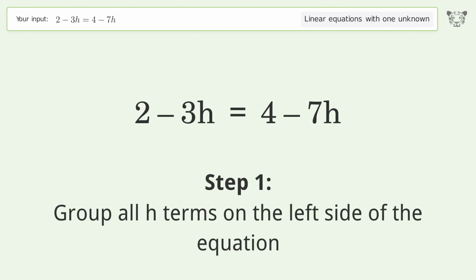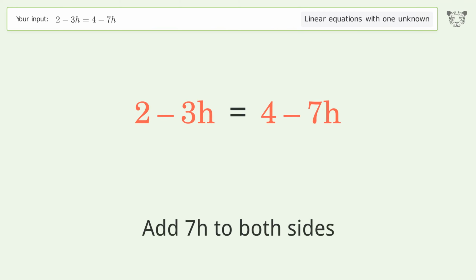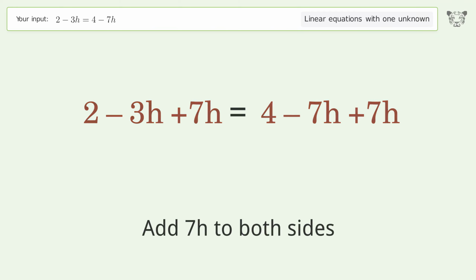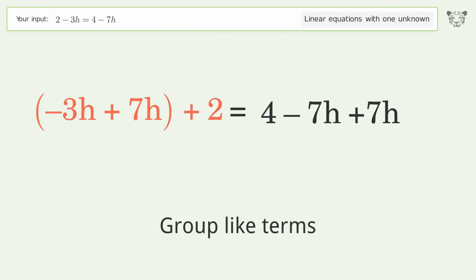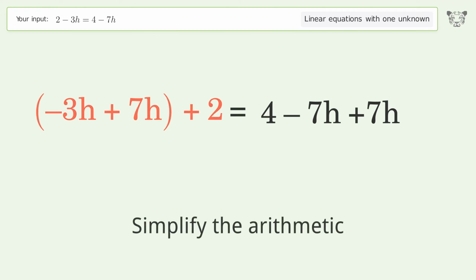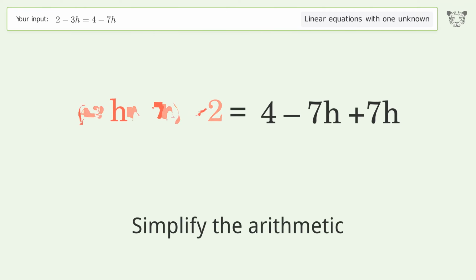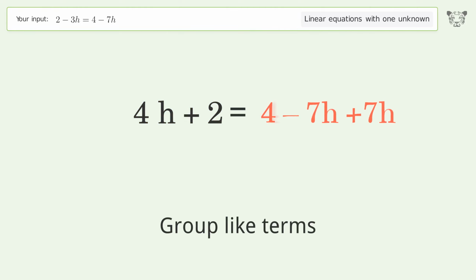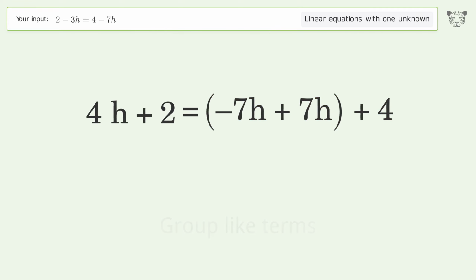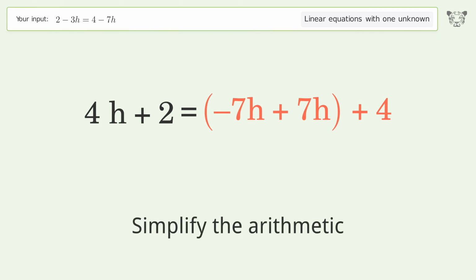Group all h terms on the left side of the equation. Add 7h to both sides. Group like terms. Simplify the arithmetic. Group like terms. Simplify the arithmetic.